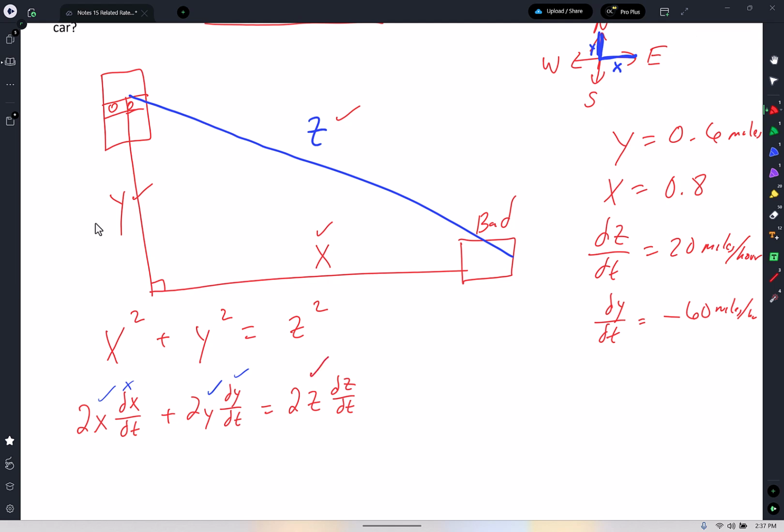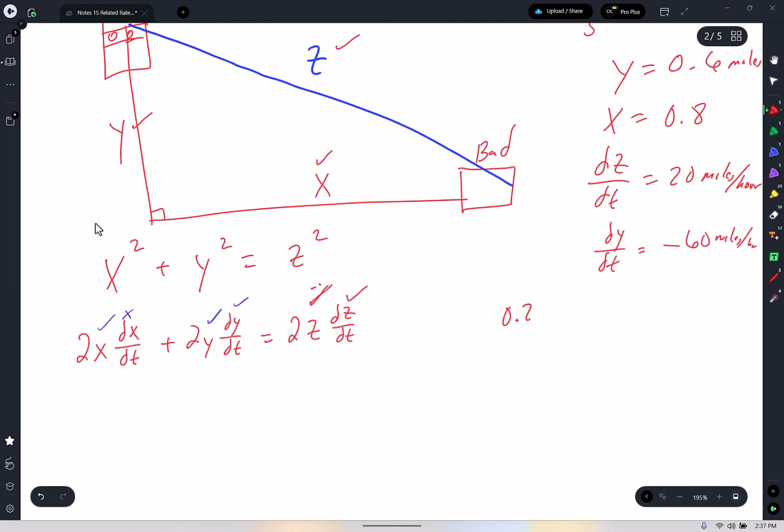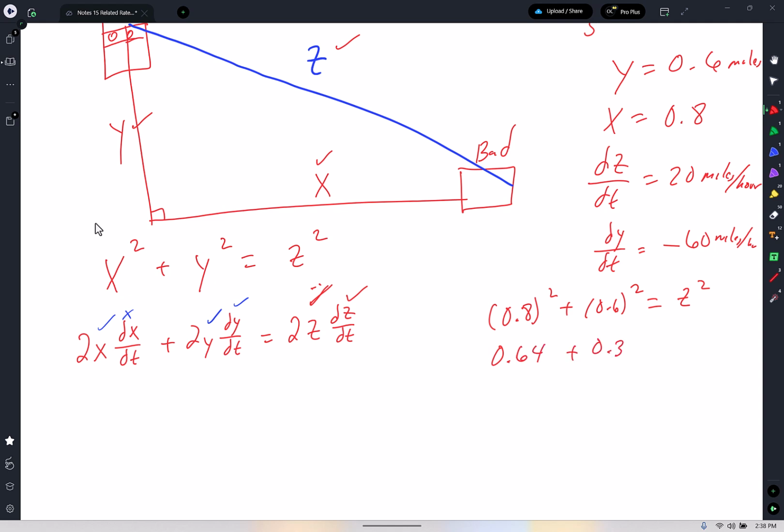And do we have z? Not directly, so I'll put an awkward emoji. We have dz/dt. Okay, how do we have z? Look, you have x and you have y. We can just use the Pythagorean theorem. So you're going to go 0.8 squared plus 0.6 squared. We're taking the derivative with respect to t. 0.8 squared is 0.64. 0.6 squared is 0.36.